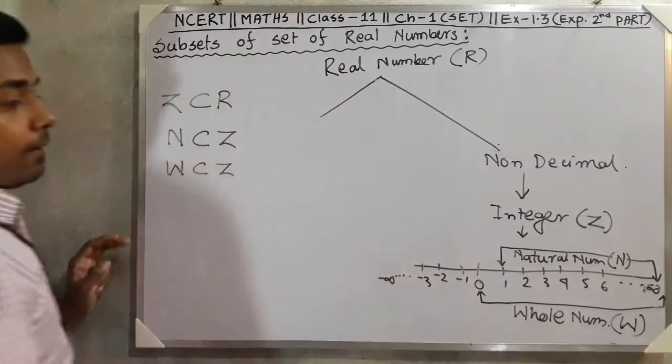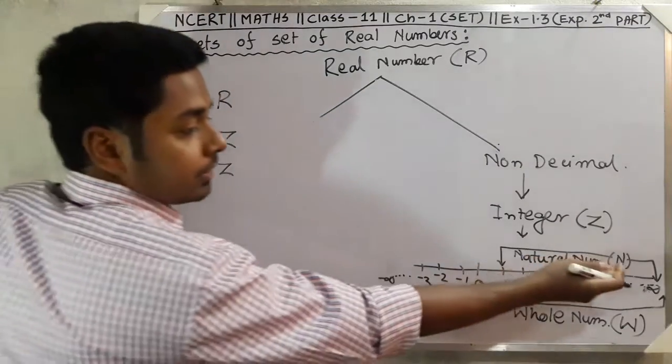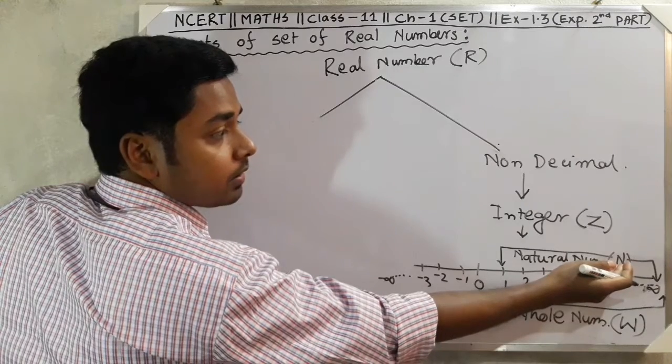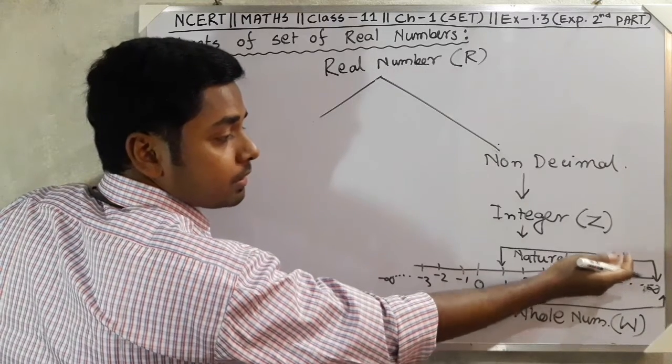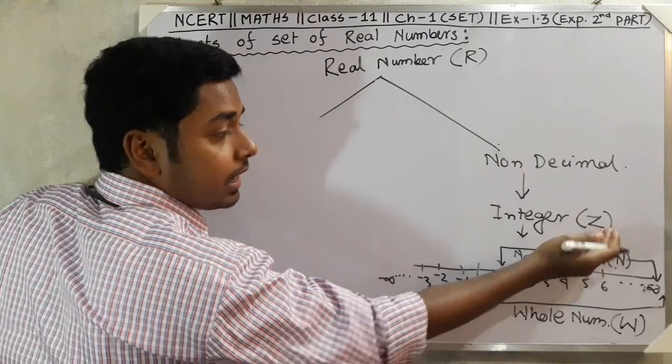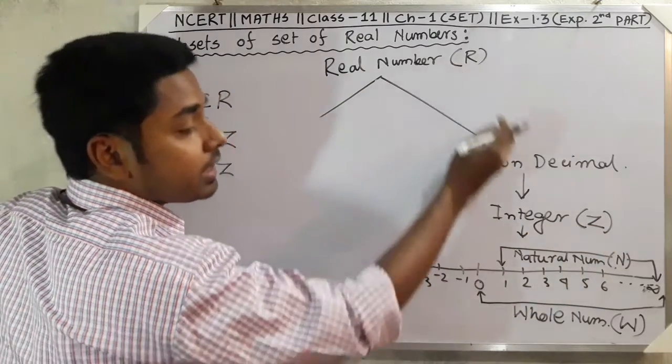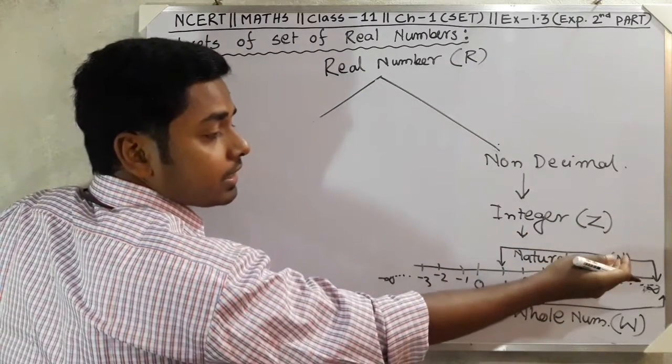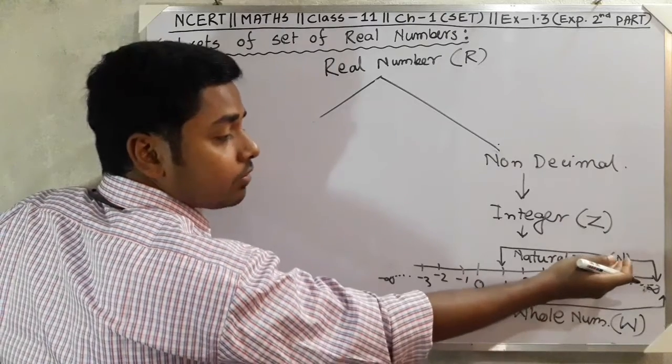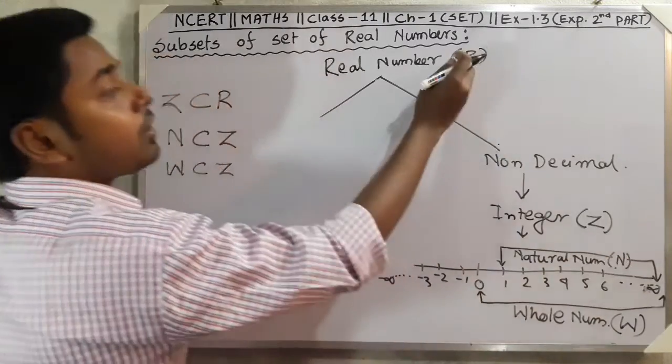And in another way, natural number comes from Z, that means integer, and integer comes from real numbers. So directly or indirectly we can tell natural numbers come from real numbers.